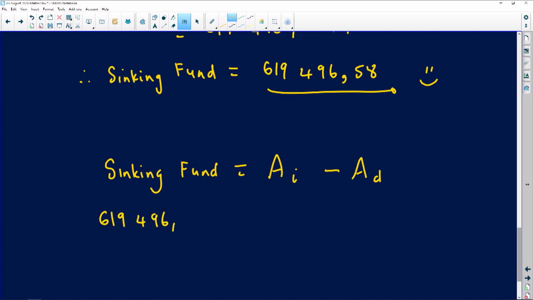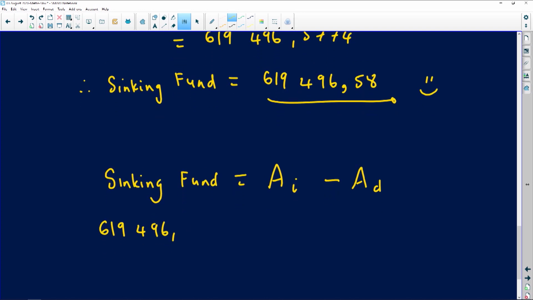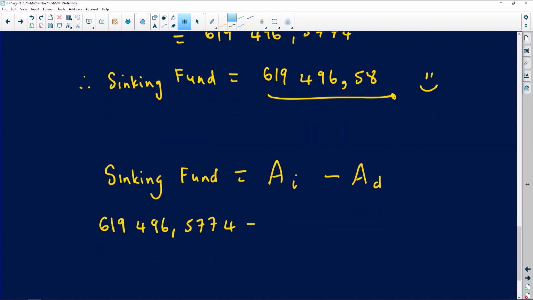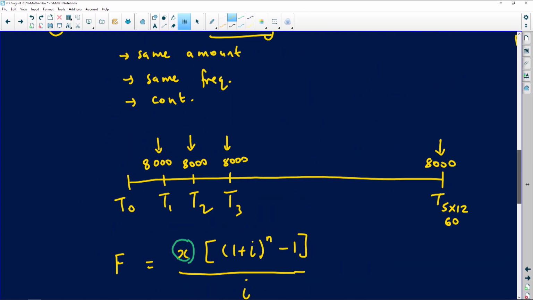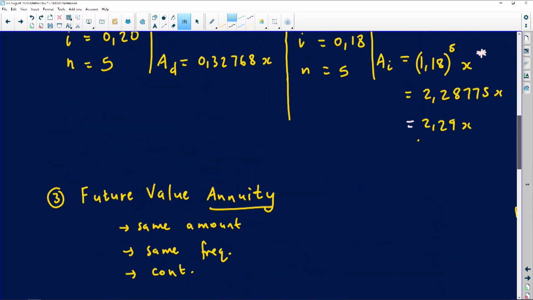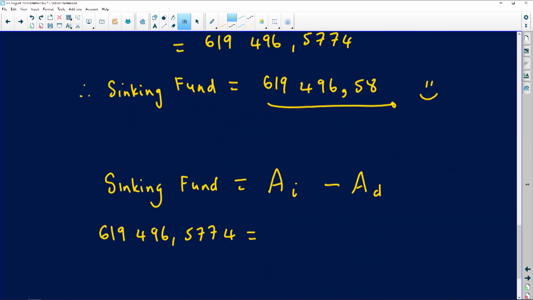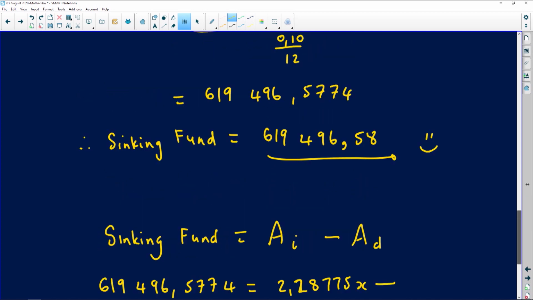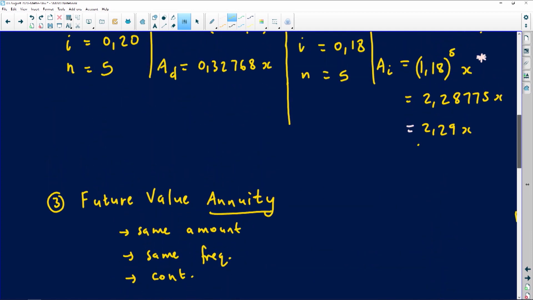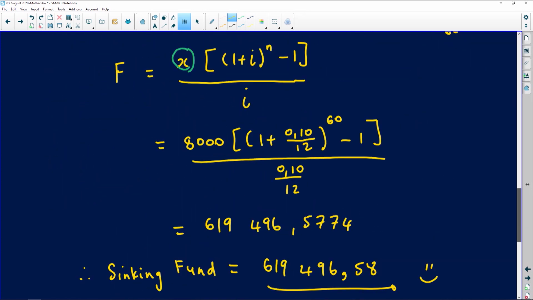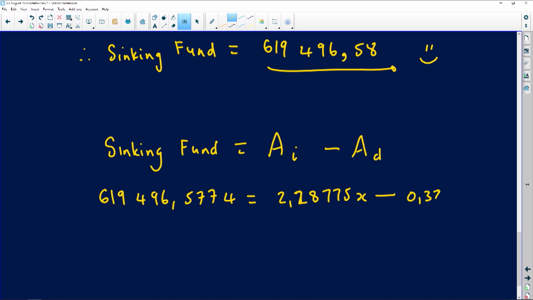619,496. Look at what I'm going to do. I'm going to call the full value 5774, because you're not allowed to round off until you get to the final answers. What is the value of inflation? The inflation value that we are having here is 2.28775x, minus the depreciation value. For depreciation, we ended up with 0.32768x. And then we have to solve for x.